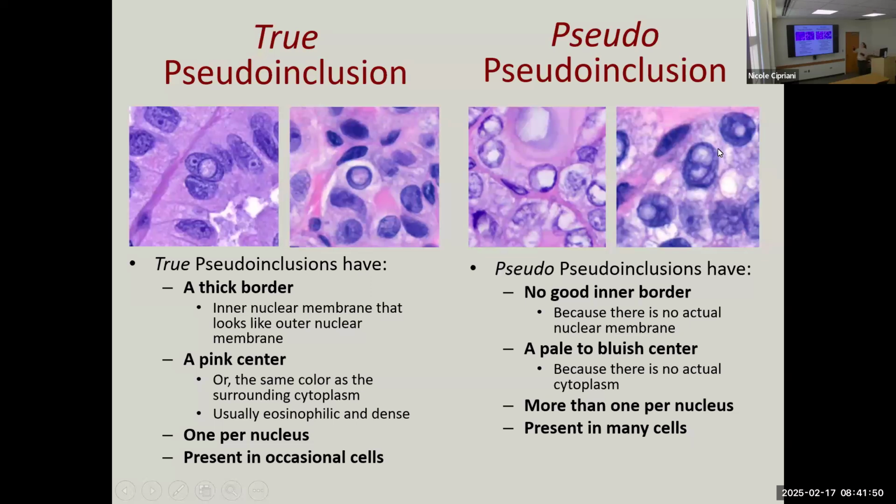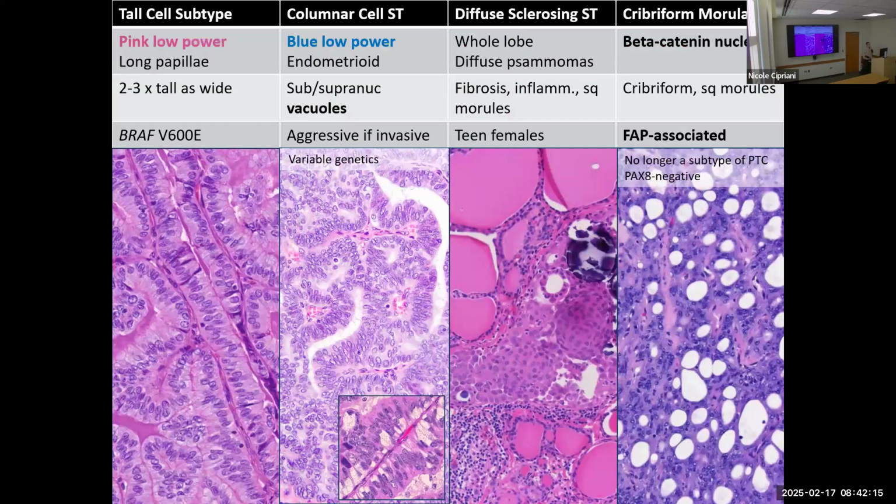You can have these fuzzy or blurry or bluish or whitish things in the nuclei that are artifacts that are not real. Please, we're going to work on identifying true pseudo-inclusions in our sign-outs. These are not. These are fake. These are artifacts of processing or artifacts of biology, and they do not count as true pseudo-inclusions in PTCs. Okay. There are various subtypes of papillary thyroid carcinoma, some of which are worth mentioning.